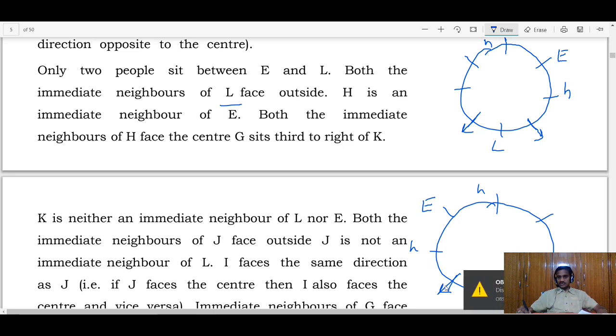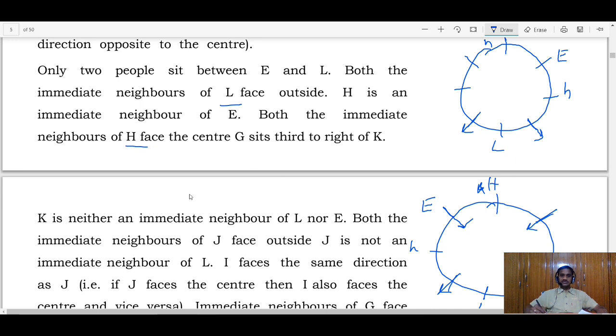Here, H's immediate neighbor is facing away from the center. Hence H must be at this place. Both the immediate neighbors of H are facing towards the center. These are the persons who are facing towards the center. H is an immediate neighbor of E. Both the immediate neighbors of H face the center.